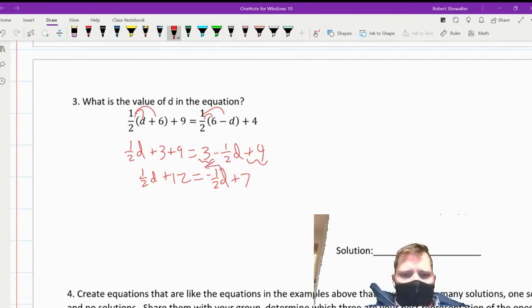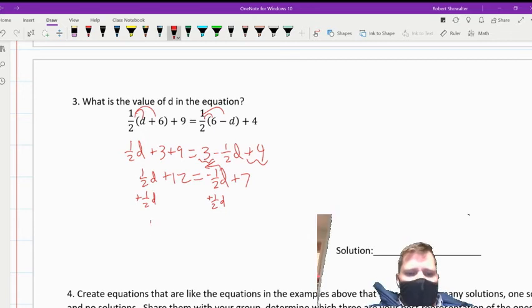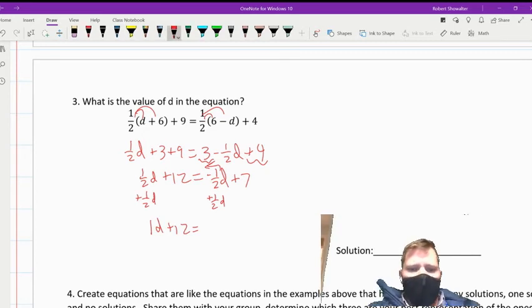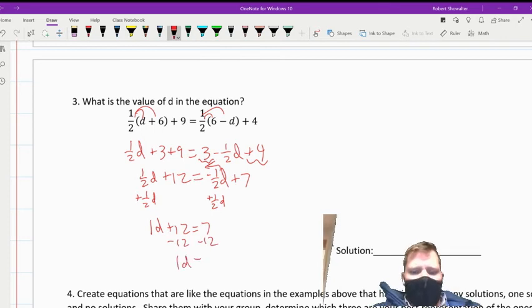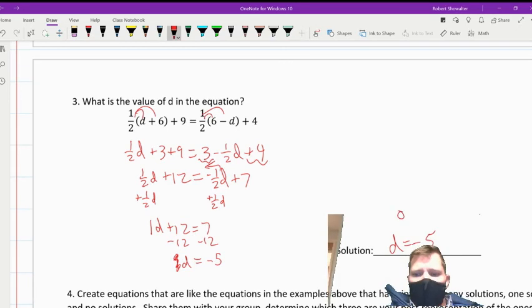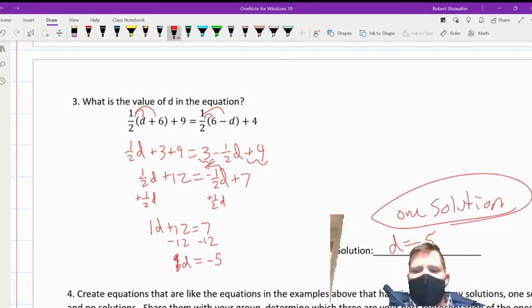I'm going to move the variables to the left, so I'm going to add a half d, add a half d. On the left, we get 1d plus 12 equals 7. Ooh, I almost wrote 17. That's not the right one. Equals 7. And minus 12, minus 12. We get 1d equals negative 5. Well, we don't need the 1 there. It's just d equals negative 5. So in this case, we have one solution to this equation.